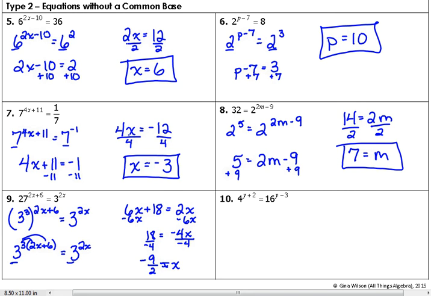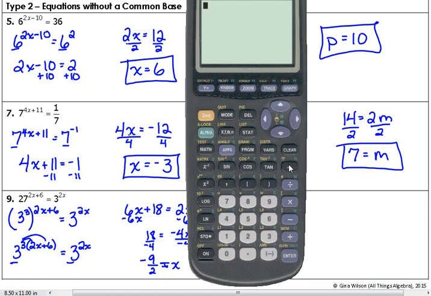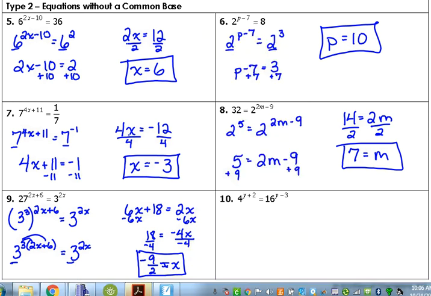All of our answers have been whole numbers so far, but there was nothing that said that our answers had to be whole numbers. So let's check this. 27 to the parentheses 2 times negative 9 over 2 plus 6. 3 raised to the parentheses 2 times negative 9 over 2. Really weird looking number, but left side equals right side. And that's all we care about. We don't care what that number is as long as it's the same for both sides.